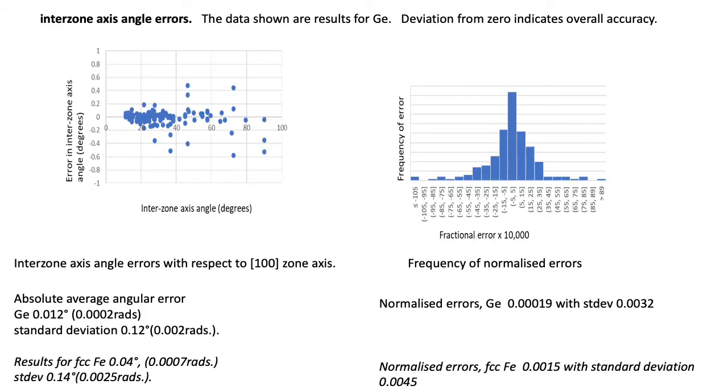We can carry out a similar analysis on the interzone axis angle errors. The results for the germanium sample are very similar to those that we obtained with the interband angle measurements. The results for the iron are slightly worse. It shows here that the normalized errors in the iron are 15 parts in 10,000, whereas in the germanium case it was only 2 parts in 10,000. This needs investigating.